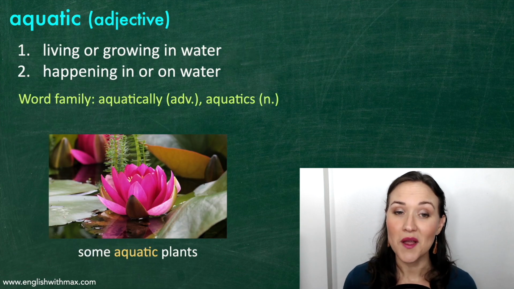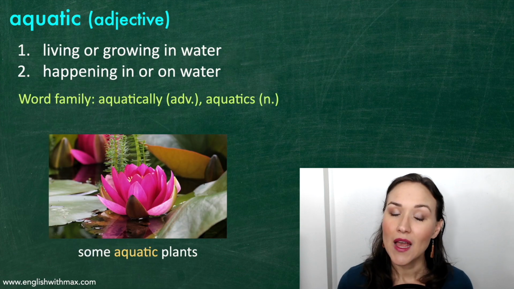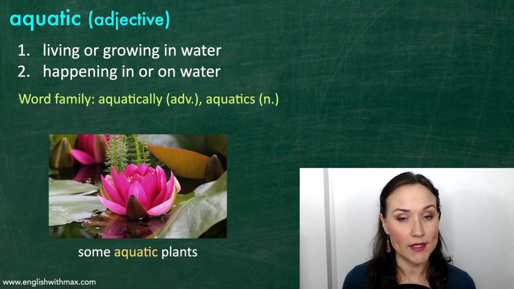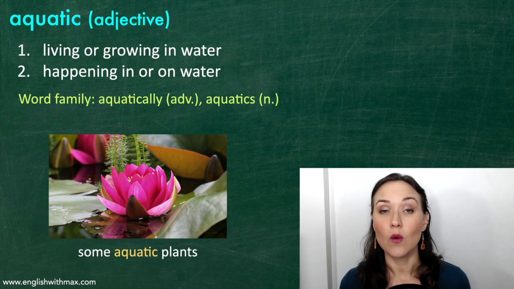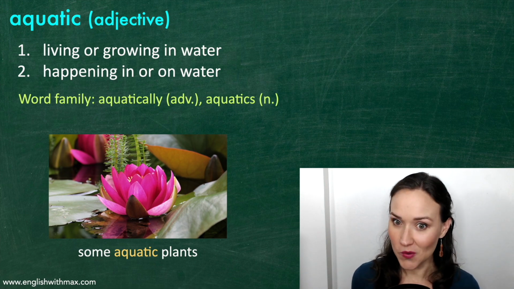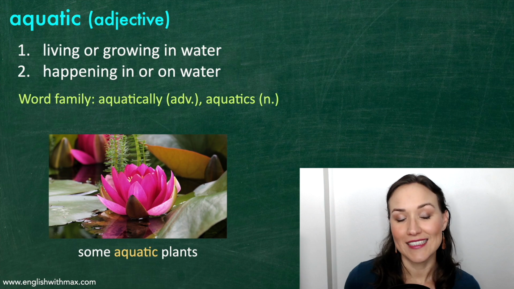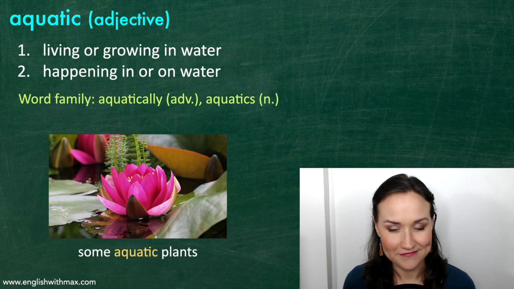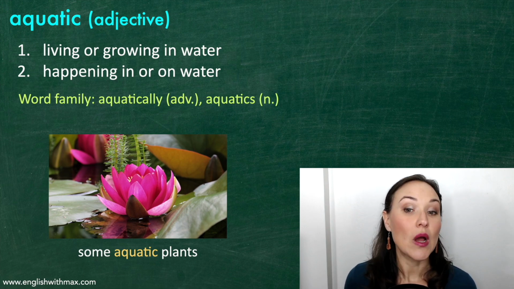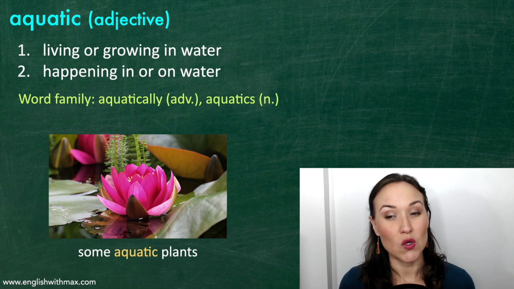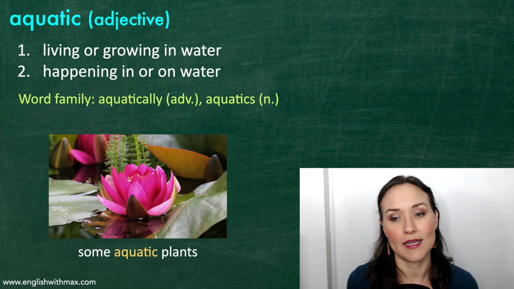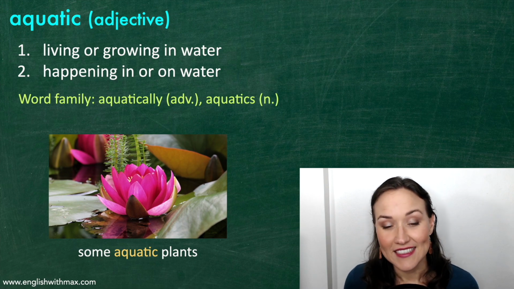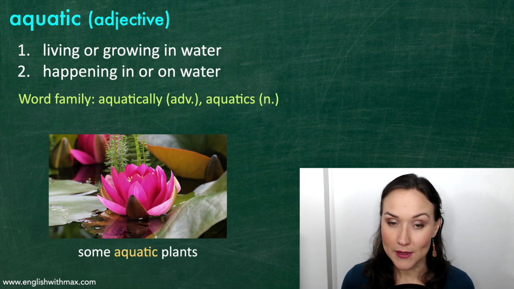The next word is aquatic. Aquatic is an adjective. It means living or growing in water, or happening in or on water. Let's see the word family. First we have the adverb aquatically, and then the noun aquatics. Aquatics are sports that are played in or on water. In the picture you can see some aquatic plants.